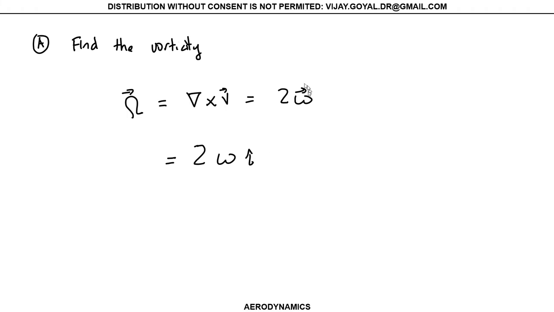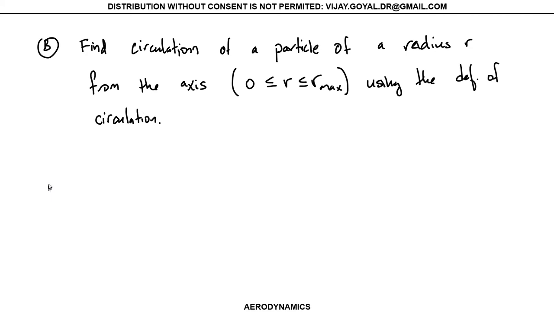Okay. And you can see this has to be consistent because we kind of know that this has to be omega k because of the problem itself. So this is just a proof on how to do this, but you didn't have to go through all this hassle to actually show this. Okay, so we found this. The next question is to find the circulation of a particle at a radius r from the axis, between 0 and r max, using the definition of circulation.